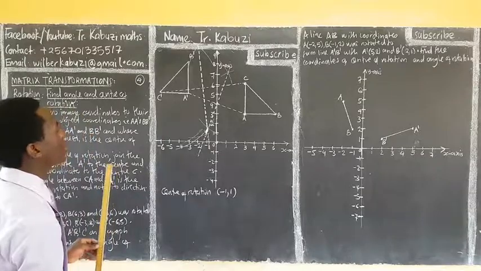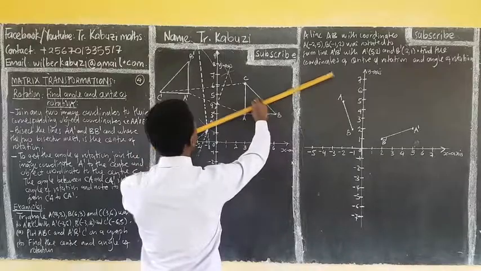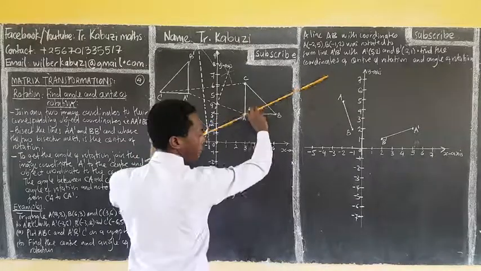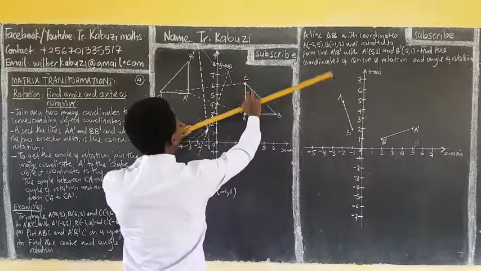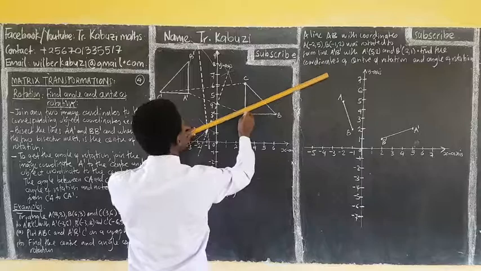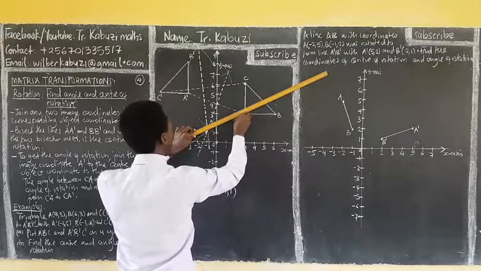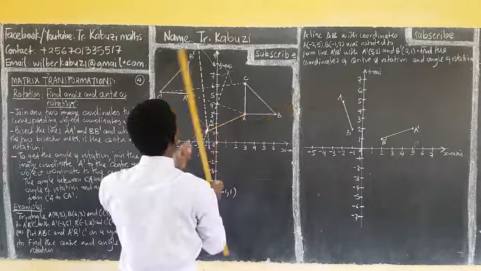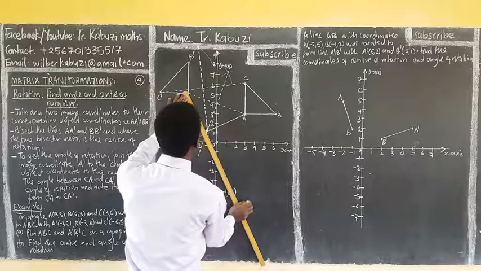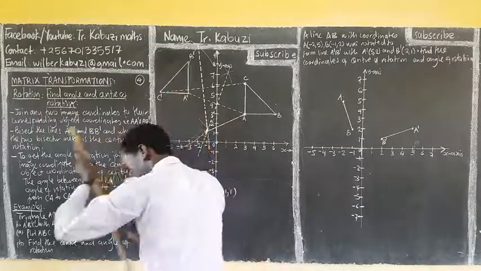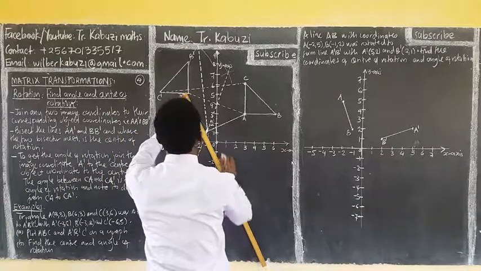Then to get the angle of rotation, we join A to the center of rotation. Here I'm going to use a different color, so we can differentiate. So I join this to the center, like this. So this is my center. Then I also join the corresponding coordinate of the image to the center also.